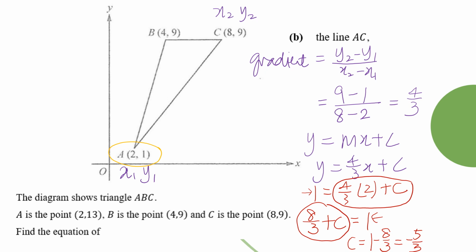This is the last part that all of you will love. What is it? Yes, the therefore part. So therefore, y equals 4/3 x, and your c is negative 5 over 3. That's the answer.